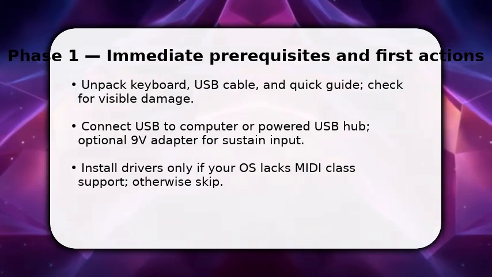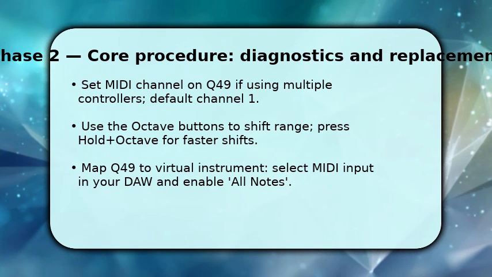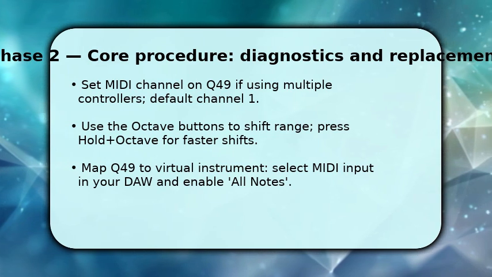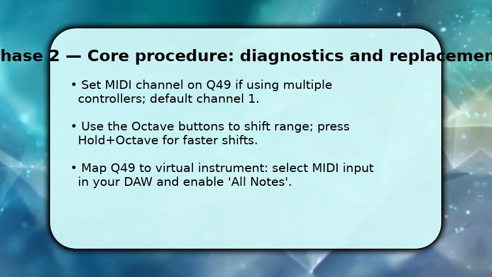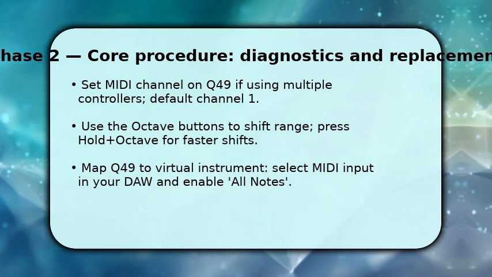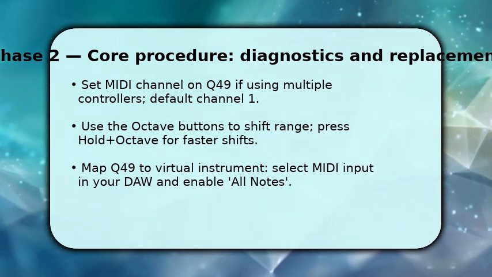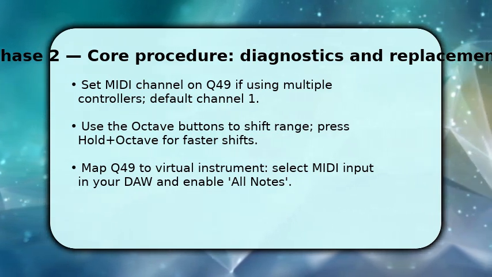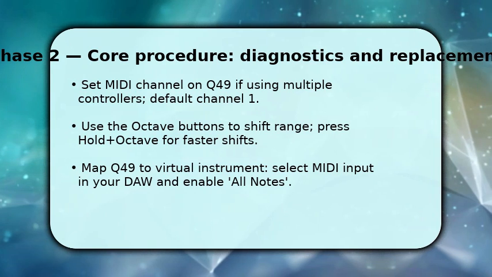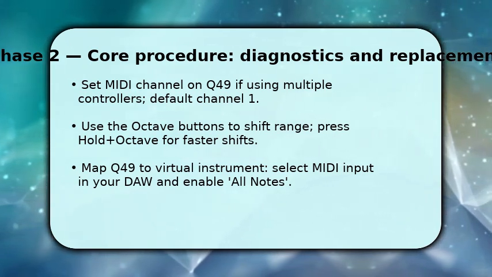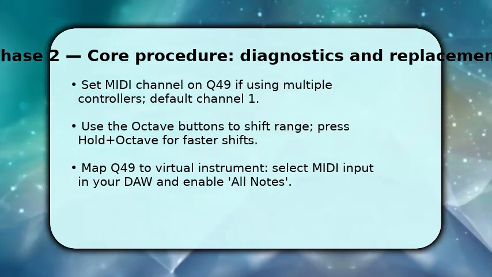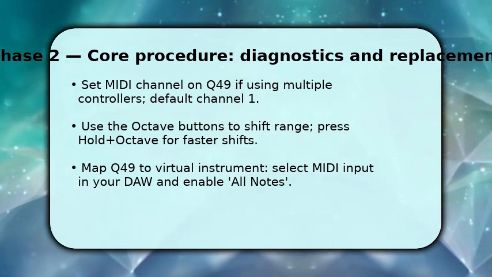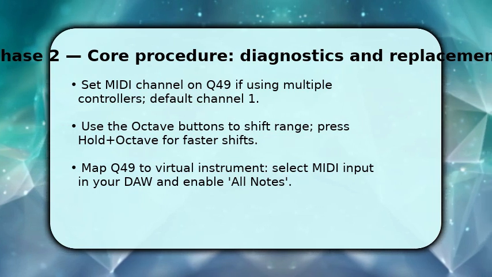Next, you configure MIDI routing and the keyboard range so the Q49 plays the sounds you need. Select the MIDI channel on the keyboard only when coordinating multiple controllers, otherwise leave it on channel 1. Use the octave up and down buttons to shift register. Hold the octave modifier for quicker jumps when you need extreme ranges. In your DAW, choose the Q49 as the MIDI input for your virtual instrument and enable reception of all notes. Then test a few keys to confirm notes land in the instrument.